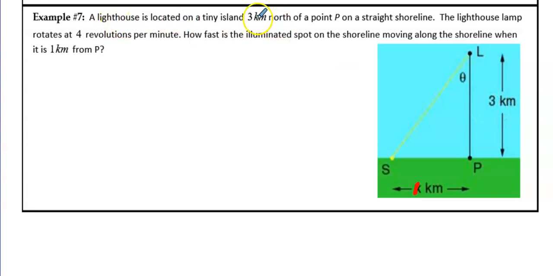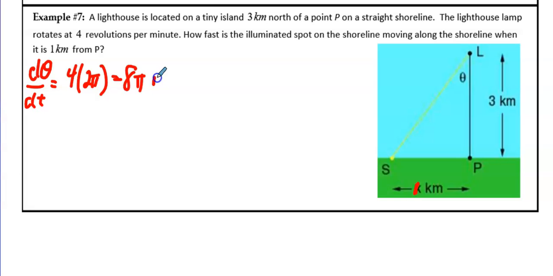It says a lighthouse is located on a tiny island that's 3 kilometers north of point P, and again, it's on a straight shore. This is the reason why I still am talking about this question, because this is a much nicer visual of this. The lighthouse lamp rotates at 4 revolutions per minute. So right there, now that we've seen a question like this, we know what delta theta is. We can do 4 times 2 pi, and we know that that's going to be 8 pi radians per minute, right?